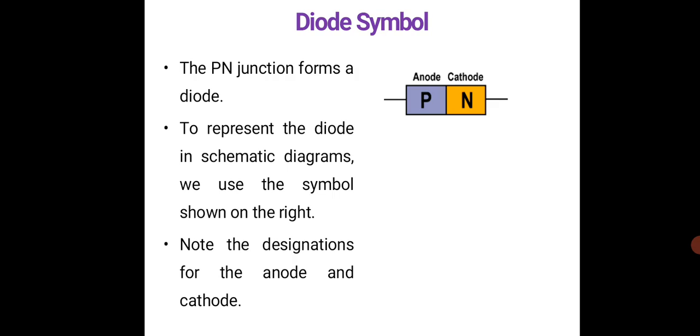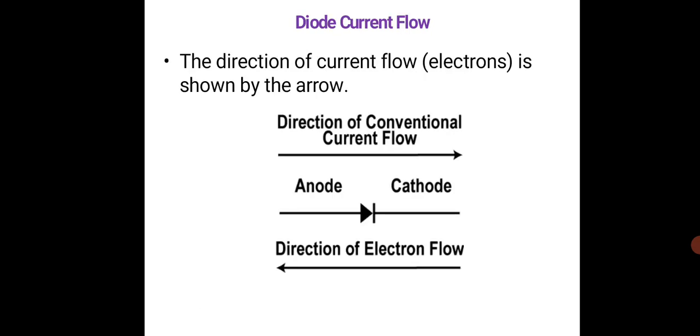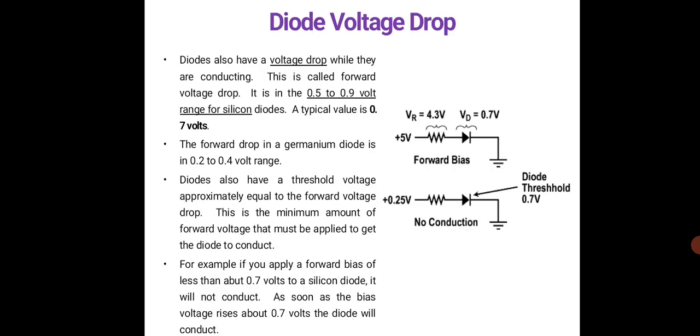So this is the diode symbol. Of course we know P and N, which are anode and cathode, form a diode, so we use the symbol shown on the right. You can see the designations, P and N, for anode and cathode respectively. The direction of current flow is shown by the arrow. It is from the anode to the cathode, that is the conventional current flow, whereas the electron flow is in the opposite direction.